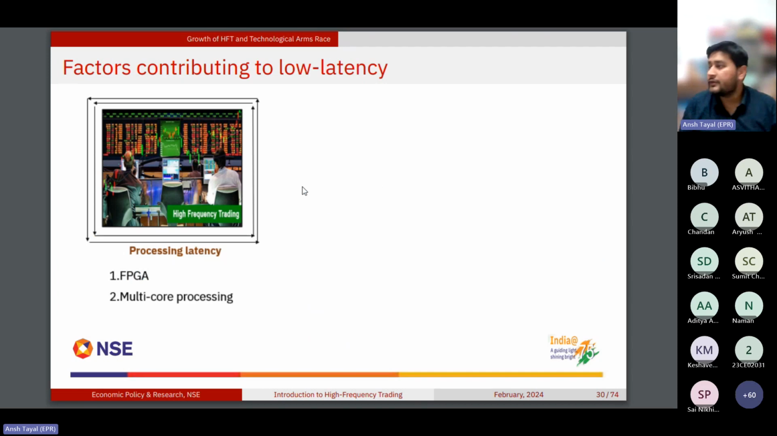So now, factors contributing to low latency. As I explained earlier, you need efficiency on processing so that your server is able to process data fast enough to generate buy or sell orders. So that's called processing latency. So you use FPGAs. If you are from an electronics background, you might have heard of FPGAs, field programmable gate arrays, or multi-core processing. So the idea with FPGA, for example, is that you remove the operating system layer, you hard code your strategies into the FPGA so that it reduces some time. So there are multiple ways to reduce processing latency.